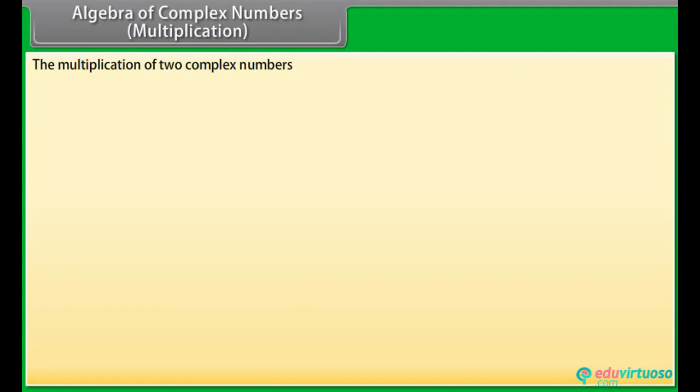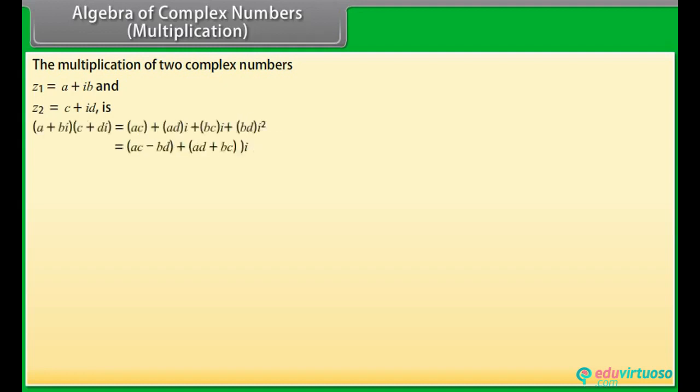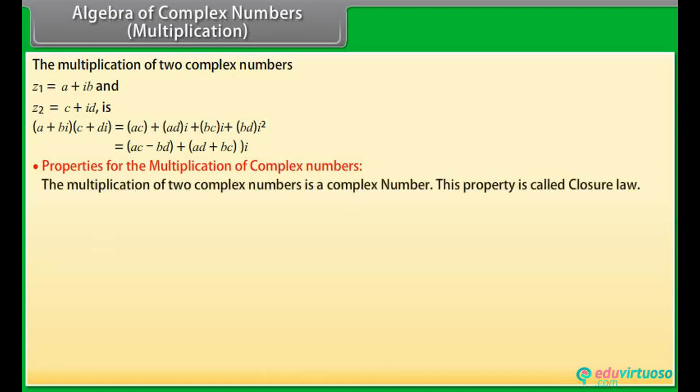Algebra of complex numbers. Multiplication. The multiplication of two complex numbers Z1 and Z2 is (ac minus bd) plus (ad plus bc) iota. Properties for the multiplication of complex numbers. The multiplication of two complex numbers is a complex number. This property is called closure law.